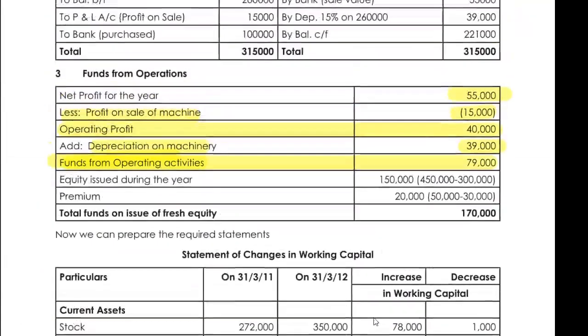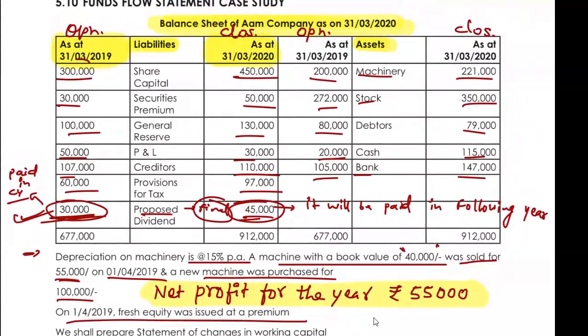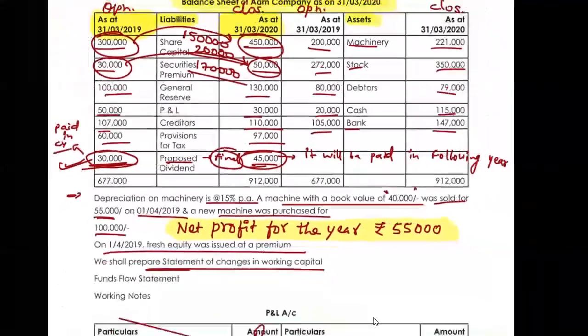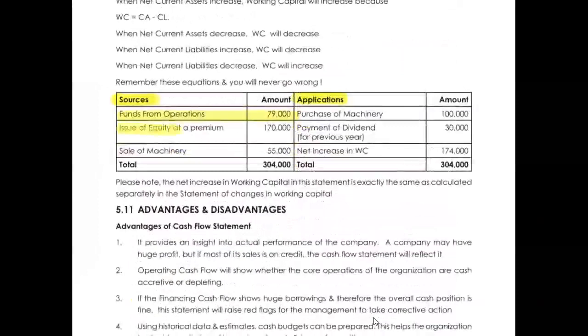Then what we have is equity shares issued. Now see, the equity share in the earlier year was 3 lakh and now it is 4 lakh 50,000. That means 1 lakh 50,000 has been issued in the current year, and even the securities premium is 20,000 rupees. So from this issue, I have received 1 lakh 70,000, and this 1 lakh 70,000 is the fund from equity shares. So directly we can write it in the sources as issue of equity at premium 1 lakh 70,000, and we have sold one machinery that is of 55,000.